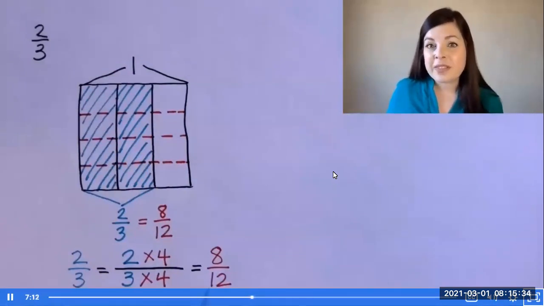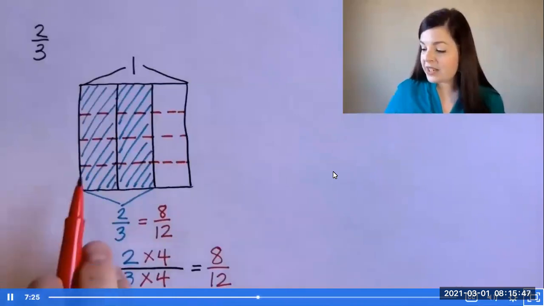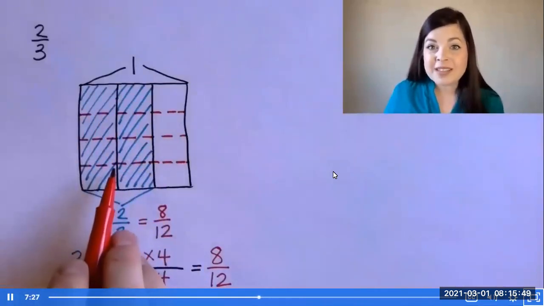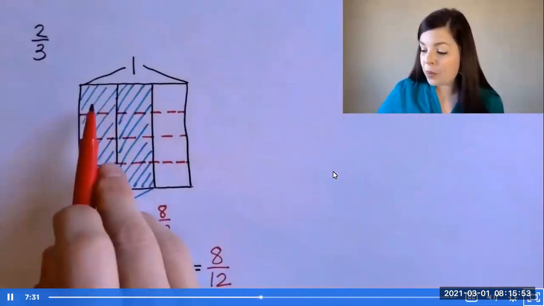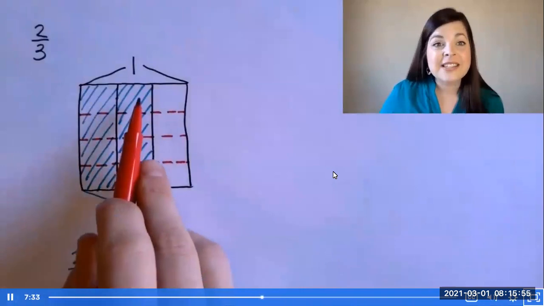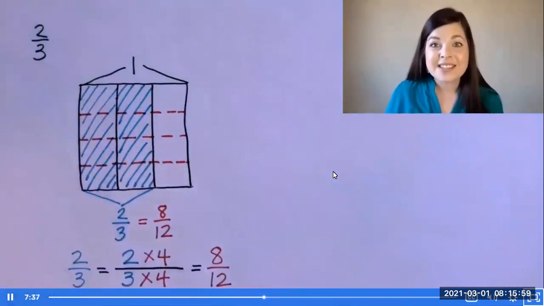Now, how can we be sure that 8/12 is still representing the same amount? Pause the video to talk out your thinking. I was thinking, we know the fractions represent the same amount because we didn't shade any more in the whole. The same amount of the whole is still shaded. Now we have more smaller units instead of the 2 larger units, but the selected area of the whole is still the same.